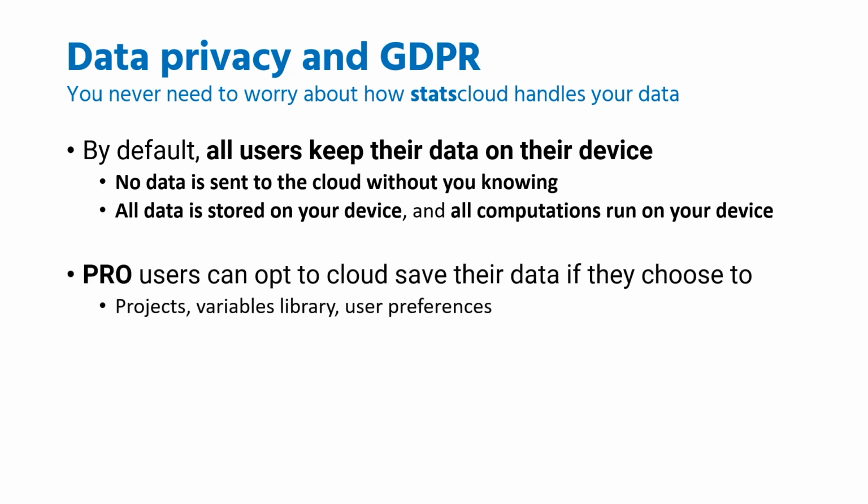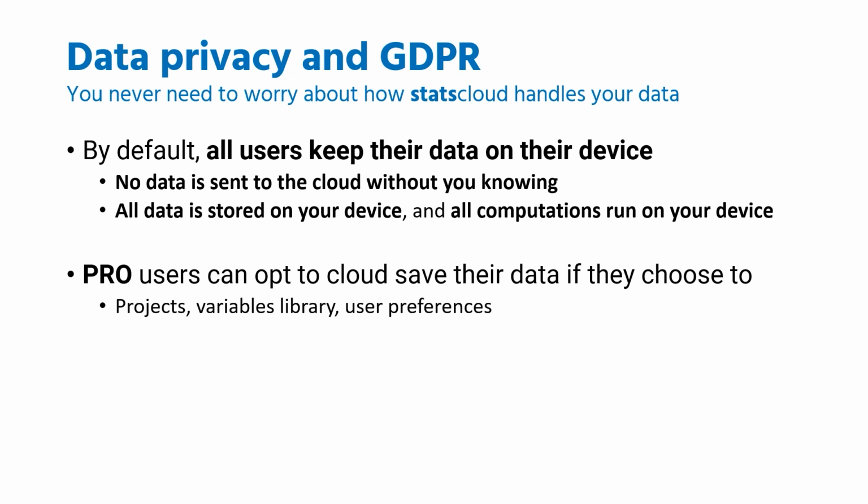Now, I think I talked about pro users last time I was here. Core users are users that use the app for free. And pro users have this extra optional ability where they can save their projects to the cloud. Not just their projects, they can also share a library of variables as well. So if, for instance, you find yourself using the same questionnaire over and over again in studies, you can save that questionnaire to your own personal library and then pull it down from the cloud whenever you want to use it.